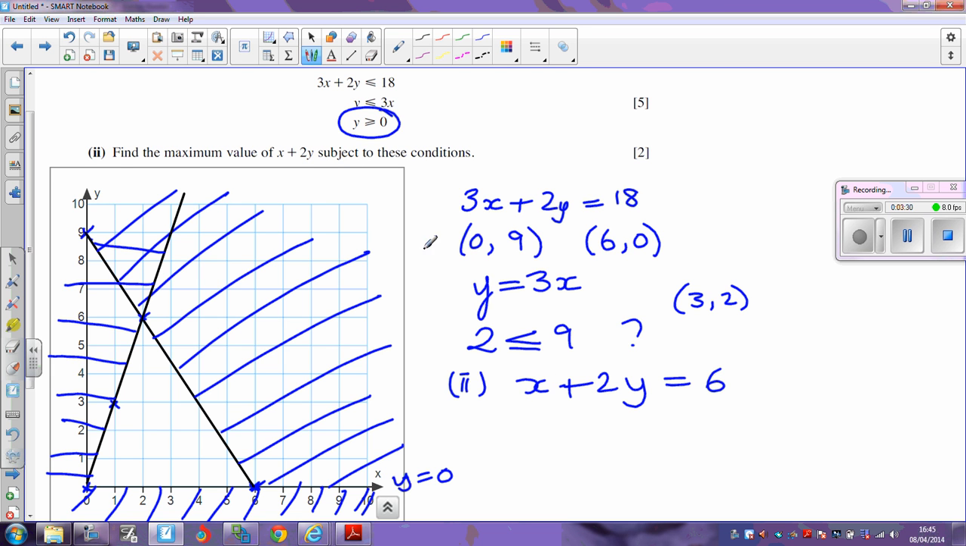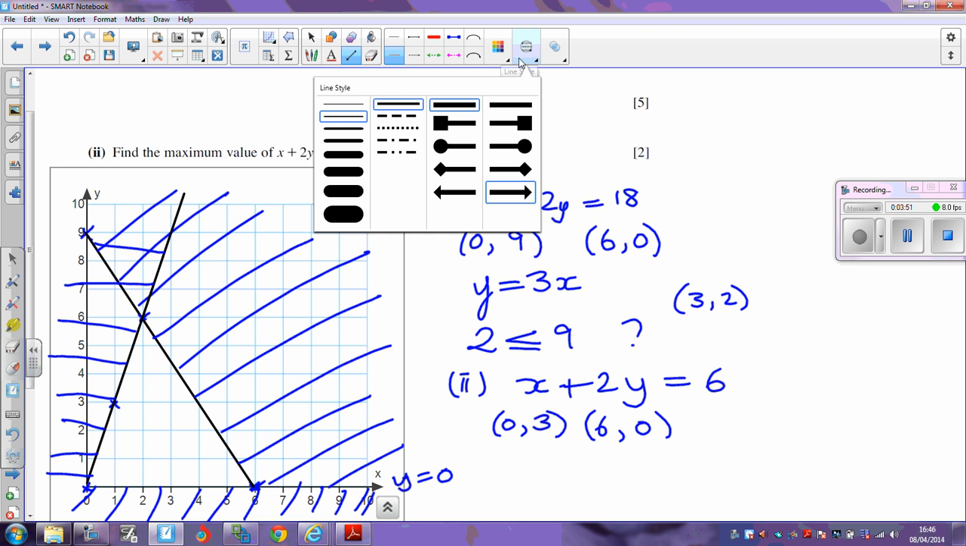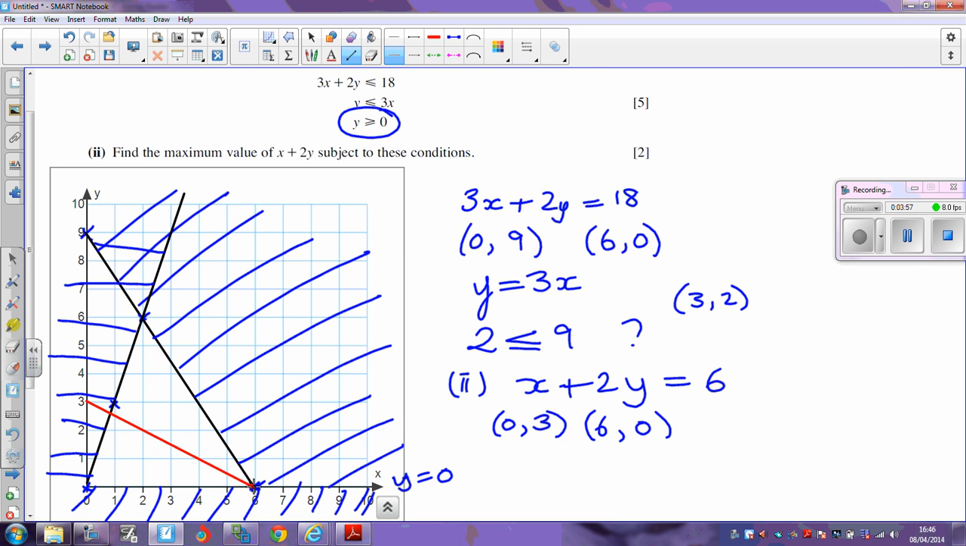I then know that my maximum line is going to be something parallel to that. So in the same way as I did up here, if x is equal to 0 in this equation, then 2y is 6, which means that y would have to be 3. And if y is 0, this is gone, x is equal to 6. So the line that I'm looking for, and I'll just do that in a different colour so it's a bit more obvious, let's just do it in red, goes through (0, 3) and (6, 0), so it looks like that.